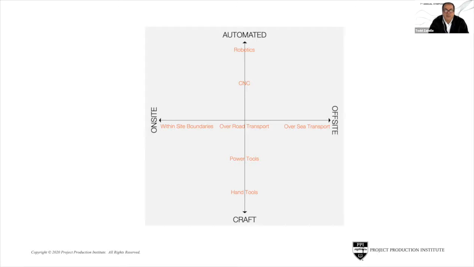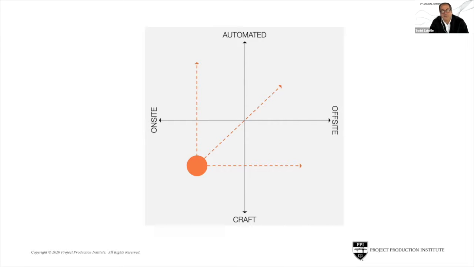The same could be true for the craft versus automated perspective. And that is, we start off with hand tools, we move to power tools, then maybe we go to computer numerically controlled machinery tools, and then finally robotics, right? And so again, this is just trying to put a little bit more color on what this might look like. So what we're saying is, which direction are you moving?